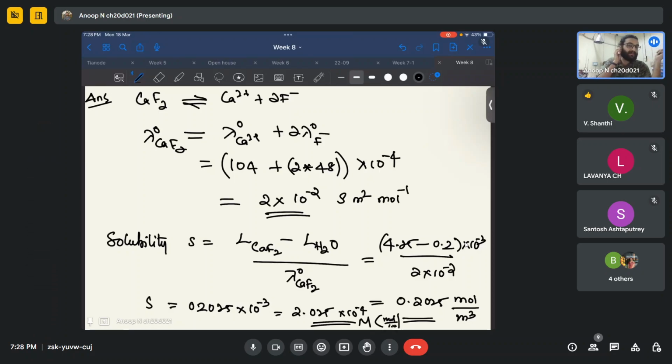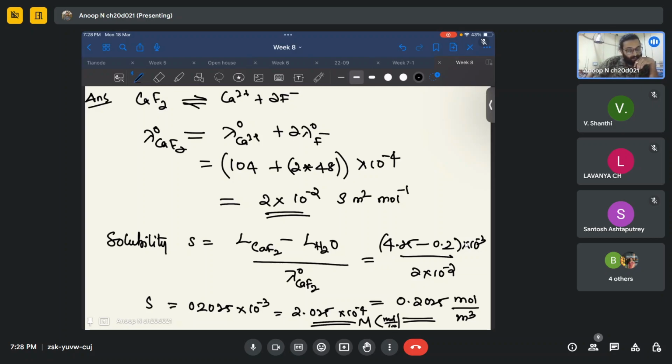Usually, whatever problem we were doing, the unit is always in centimeter. So convert that centimeter into liter. How is a centimeter converted into liter? It is 10 raised to minus 3. So when it comes to the numerator, it will be 10 raised to 3.